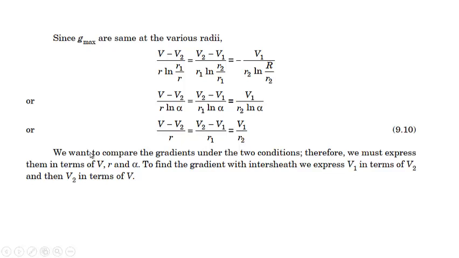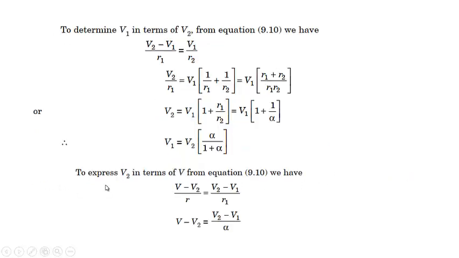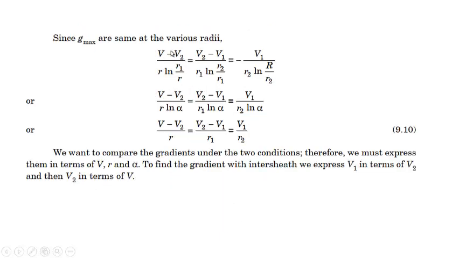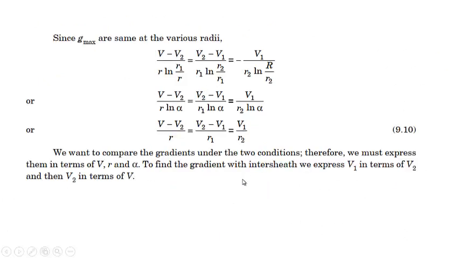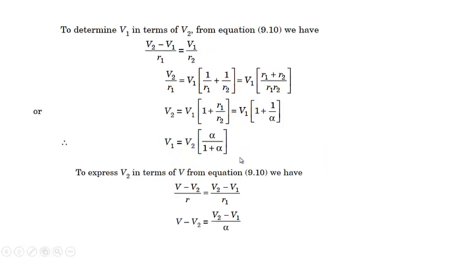So here we want to compare the gradients under the two conditions. Therefore, we must express the terms in V, R, and alpha. To find the gradient with intersheath, we express V1 in terms of V2 and then V2 in terms of V. So here we get V1 in terms of V2 by equating these two equations, this equation and this equation, and we get this. Now to express V2 in terms of V, we will use this equation and this equation.